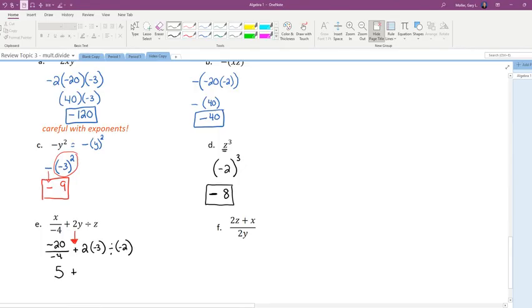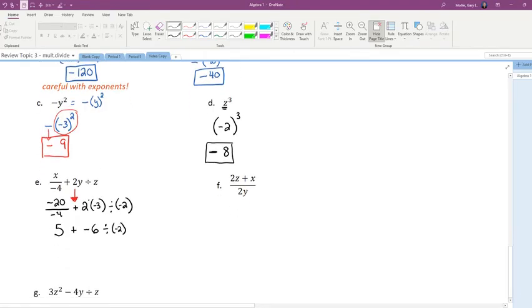Plus, now you'll notice I have a multiply, I have a divide. So now I'm going to go left to right on that side of the plus sign. So 2 times negative 3 makes negative 6. And I've still got it divided by negative 2. And maybe you did that all in your head or in one step. That's fine. But now I need to make sure I do this division before I do the addition. So that gives me 5 plus a negative divided by negative is a positive. 6 divided by 2 is 3. 5 plus 3 is 8.